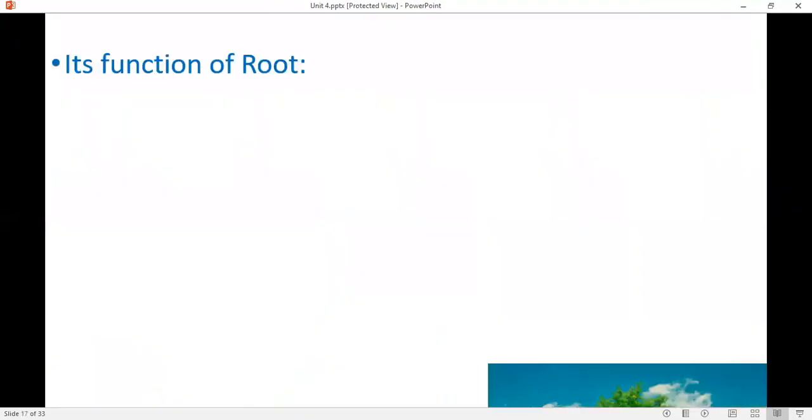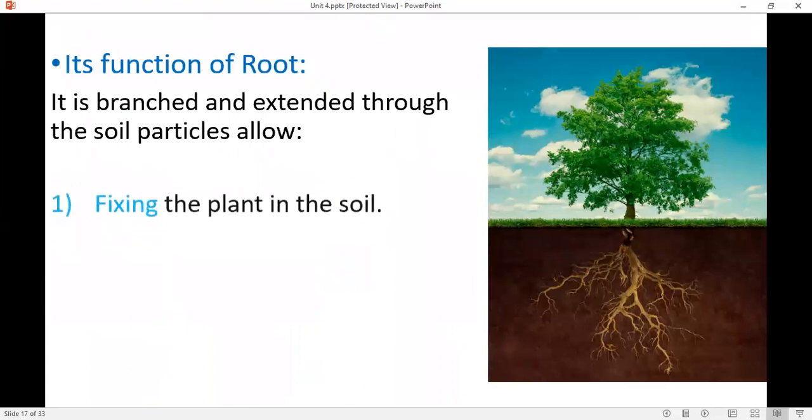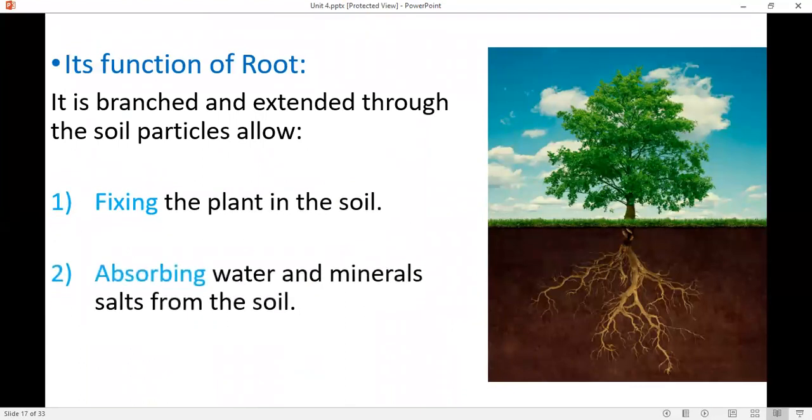And you know that the functions of roots are two things. Roots are branched and extended through the soil particles, allowing fixing the plant in the soil, this is number one, and absorbing water and mineral salts from the soil. So what are the functions of the root? Fixing the plant in the soil, and absorbing water and mineral salts from the soil.